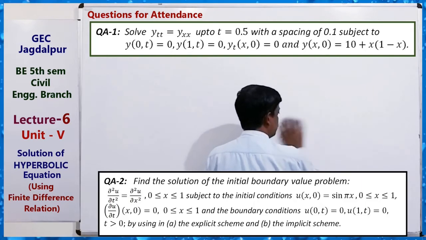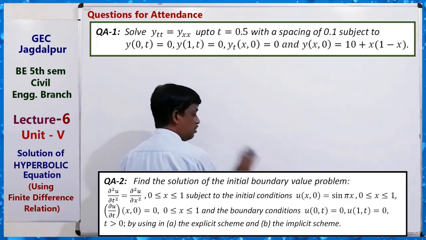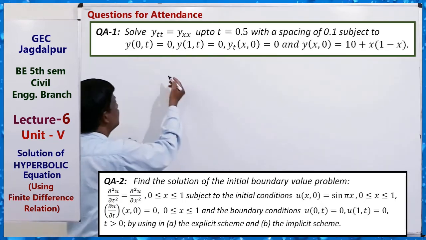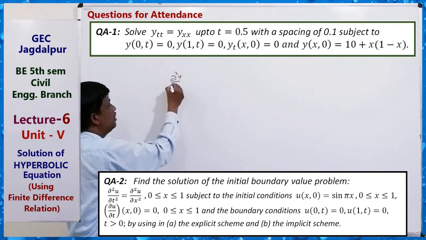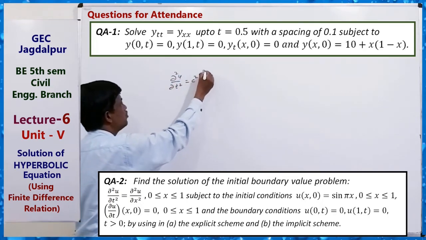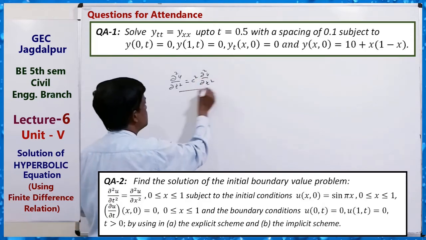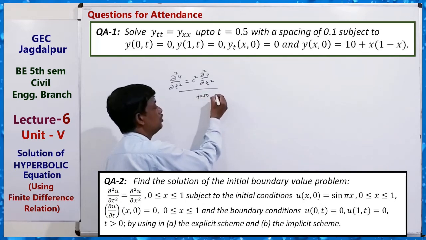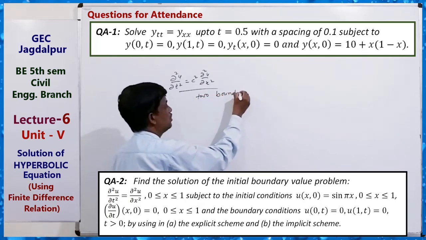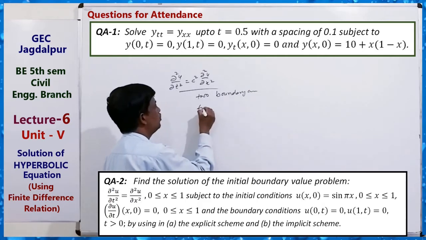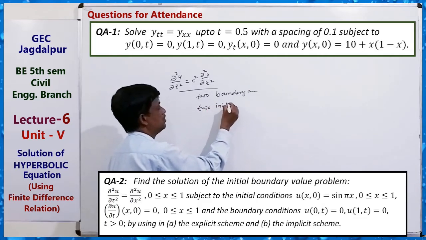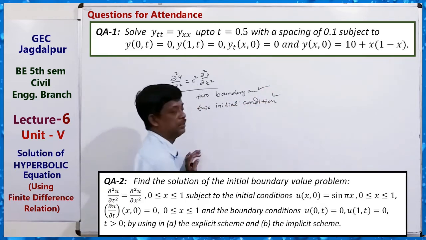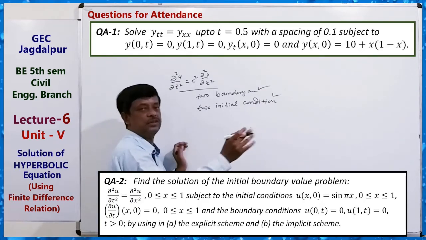Okay, so what is the main theme in solving a hyperbolic equation? A hyperbolic equation is a wave equation. Wave equation means on both sides what? Second degree derivative. Del 2u by del t square equals c square del 2u upon del x square. This is the equation. We have two boundary conditions and two initial conditions given there, and just the spacing you have to decide.